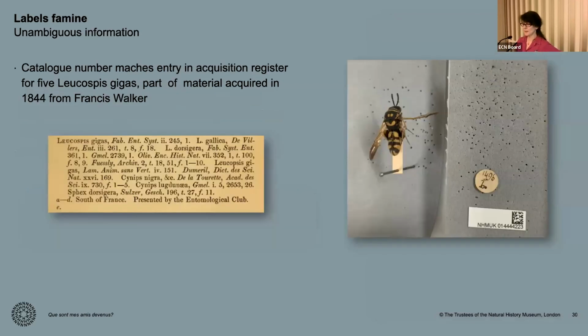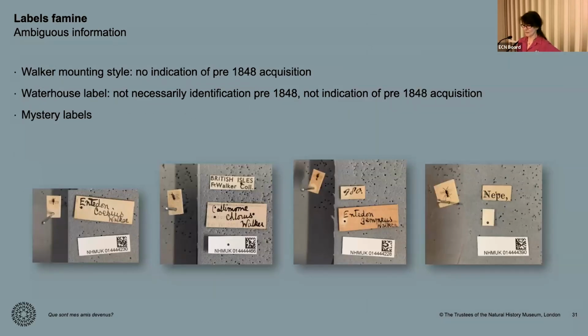Then there are other specimens which have, like in this case, only one label, but it doesn't matter because it's the best type of label. It's a register label. So I can match that to the data in our acquisitions register. It matches the entry in Walker's catalog. And again, I'm happy to register this as a Walker catalog specimen.